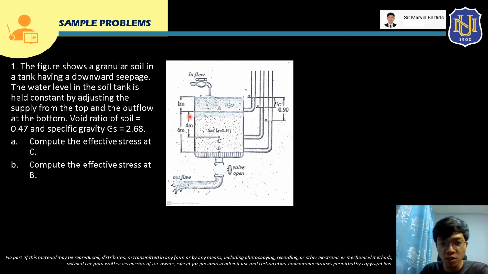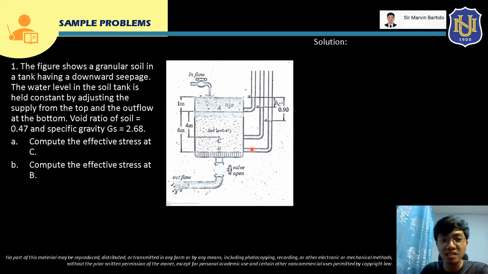So, that is 4 meters below point A. Alright, class, to solve the effective stress at C, we need to solve the total stress. For the total stress, we will need the saturated unit weight of the soil above point C. The properties given for this soil are the void ratio and the specific gravity, so we can solve the saturated unit weight of our soil.